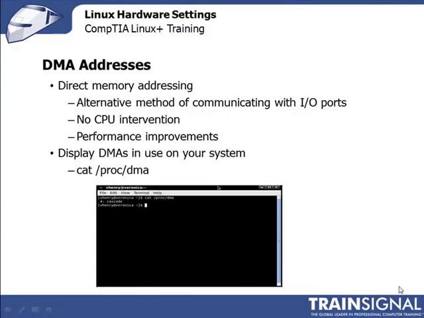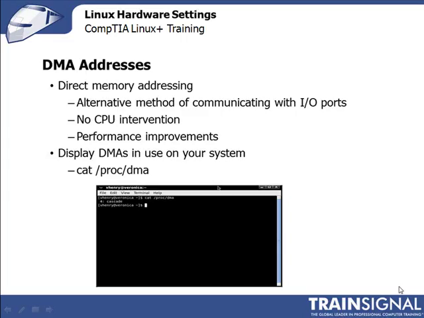DMA stands for Direct Memory Addressing, and this is an I/O port communication alternative. As the name suggests, devices can directly transfer data without bothering to involve the CPU. Now, the obvious result of less CPU interaction is performance improvements. Not all devices need DMA, but sound cards and some hard drives are examples of devices that may use them.